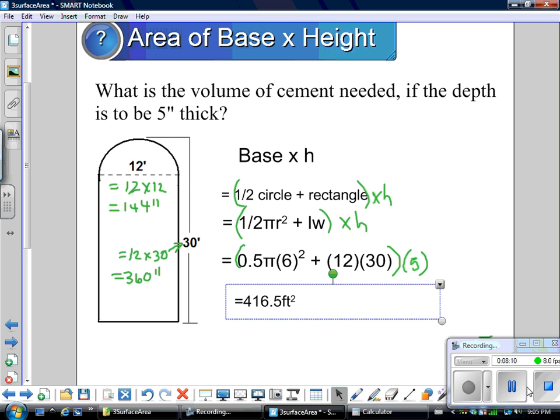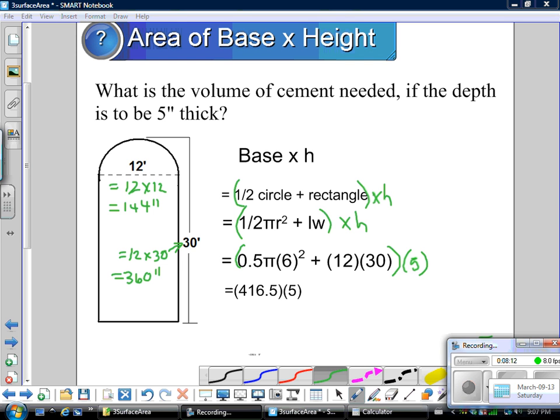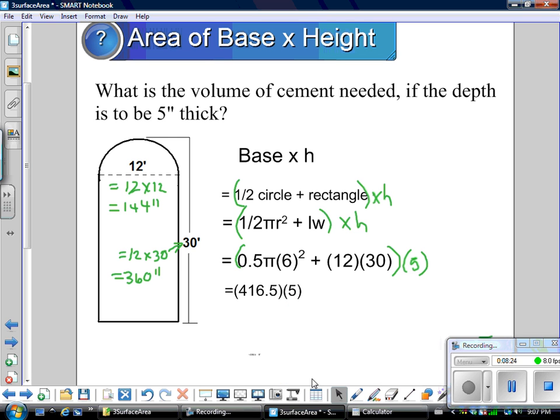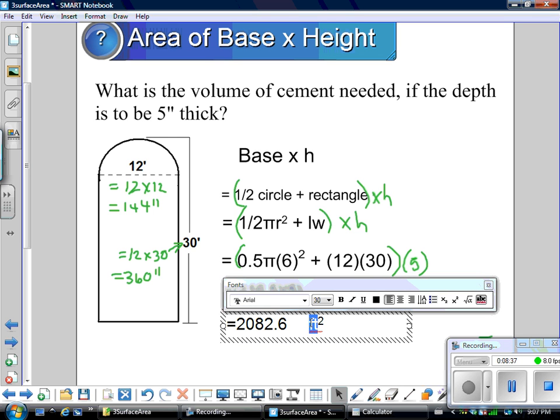You can see then when we do that addition, there are 2 items added together, 416.5. Again, we're multiplying by our 5. And finally, we actually do that calculation, and we end up with 2082.6. And it wouldn't be feet squared like I have written there.